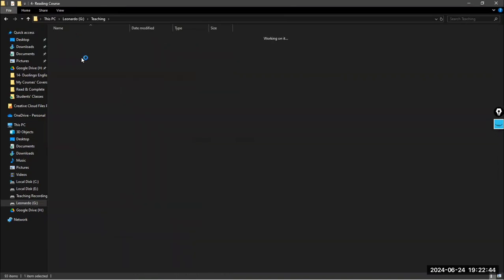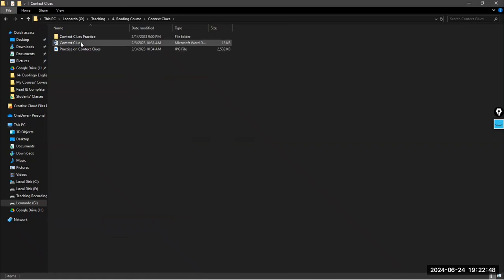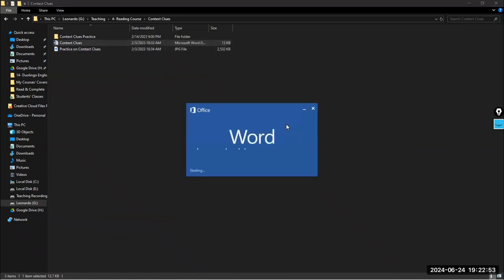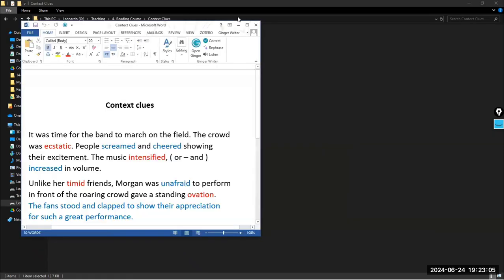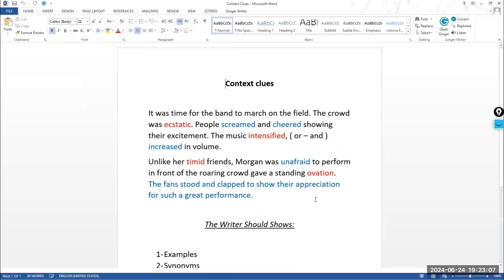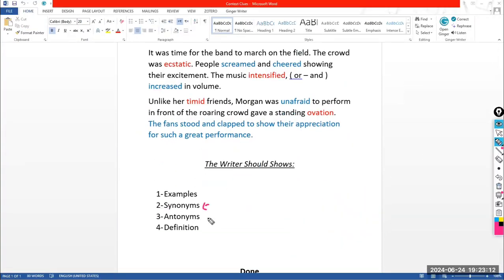What do I mean by context clues? This is it. Okay. I need to tell you something, Malak, before explaining the context clues. Any professional writer, if he or she wants to write something, has to consider four things. He has to consider the examples. This is number one. He has to consider the synonyms. He has to consider, or she has, if the writer is a girl, antonyms and definitions.